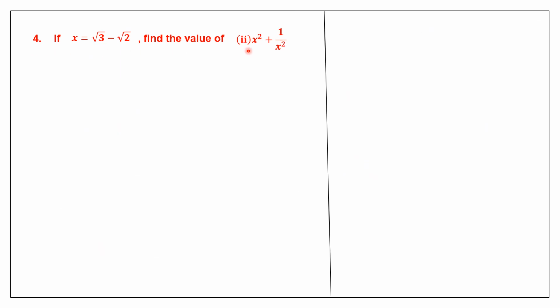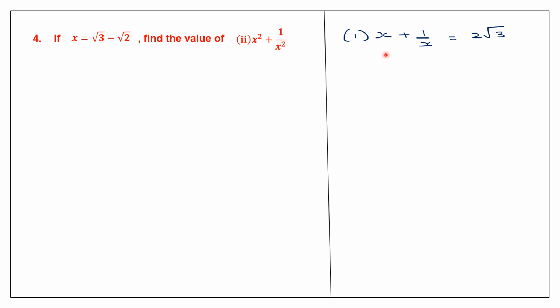It's the same question. Part 2, we have to find the value of x square plus 1 by x square. Now the answer that we got in part 1: part 1 was x plus 1 by x, and the answer is 2 root 3. This is what we got in part 1. We're going to make use of that here.